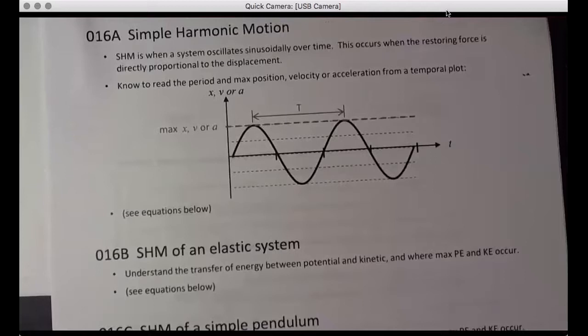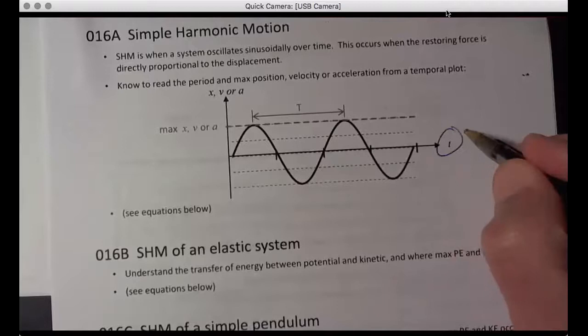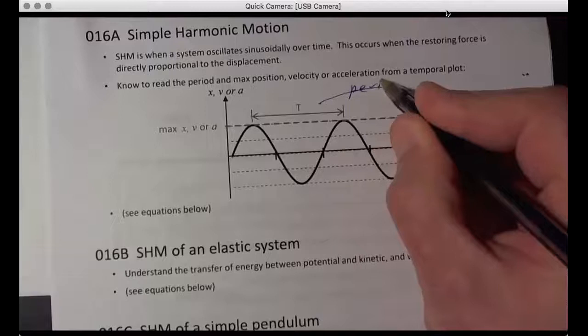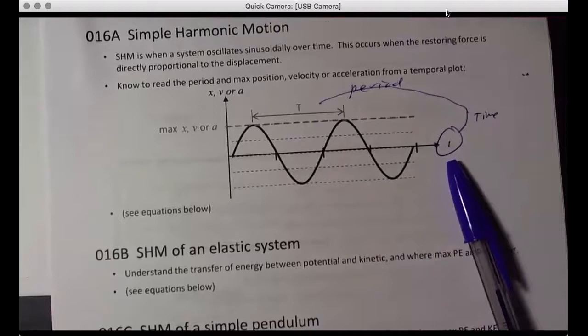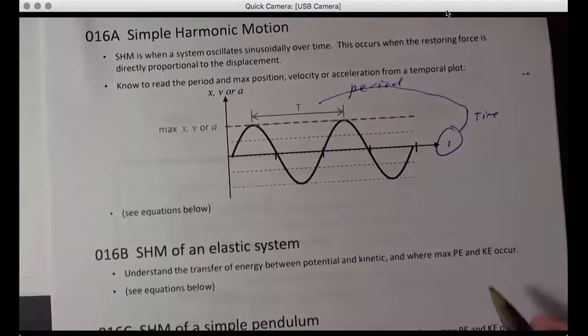you have to watch what's over here. That's time, and so this is the period. If there was a position over here, you get the wavelength. Keep those apart. Okay, max PE, max KE, that matters down here, right? Here are the max values.